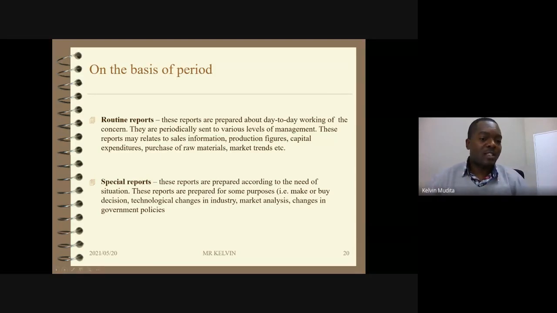Someone resigns, you do not plan a resignation. I can just wake up and say, I'm resigning today. That would be a special report to say, Mr. Kelvin has left the organization due to 1, 2, 3 reasons. It's a special report. So there are those reports where an immediate decision needs to be taken. There's a change in technology in the industry, you write a special report. Changes in market movements, you write a special report.